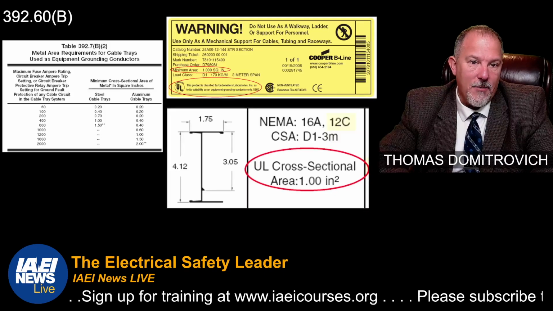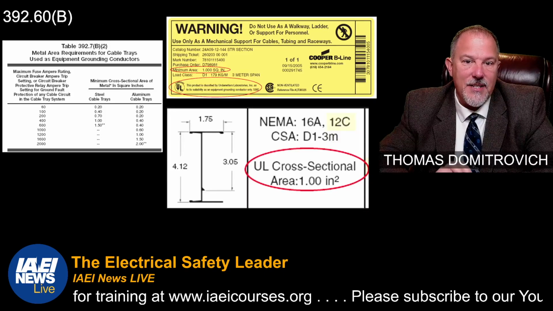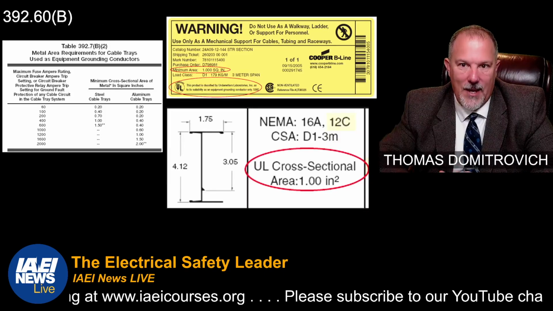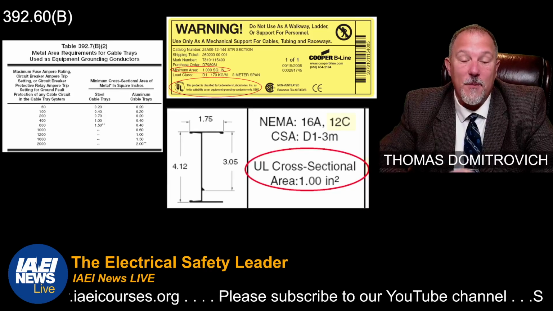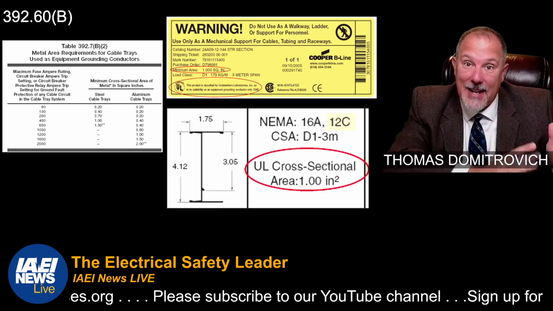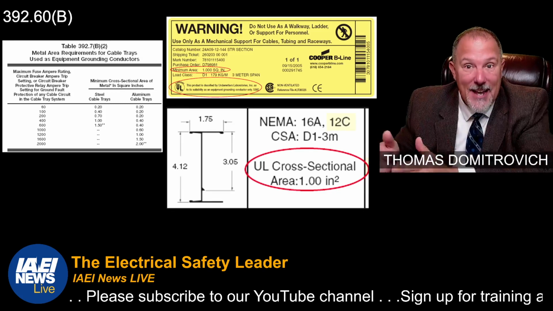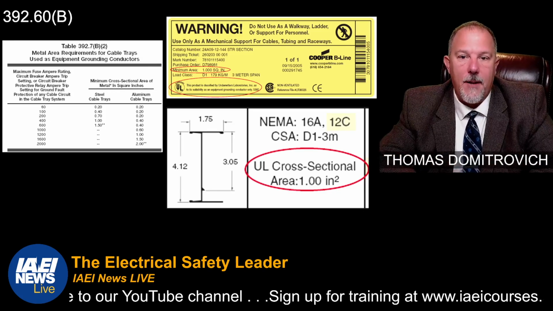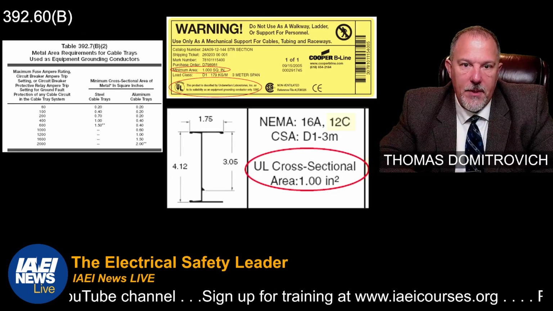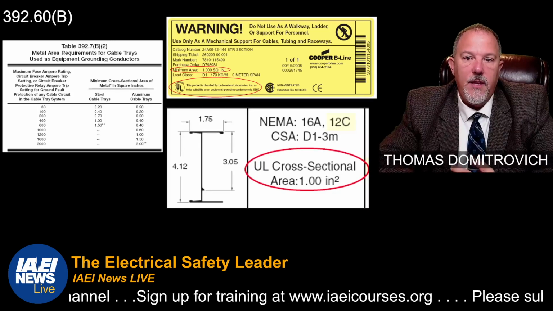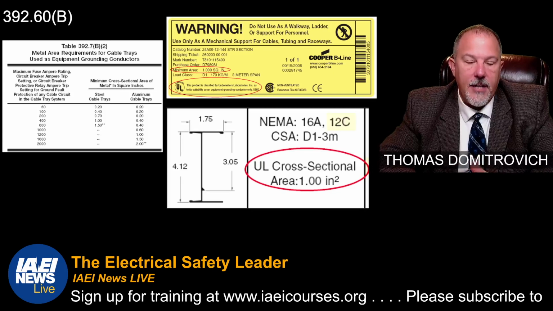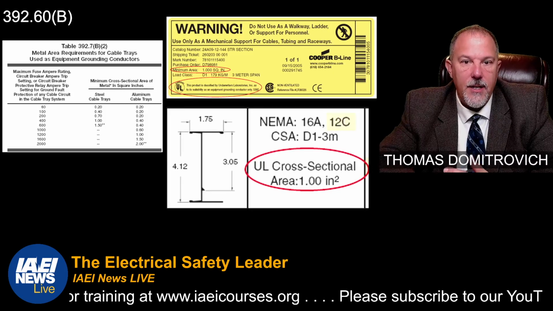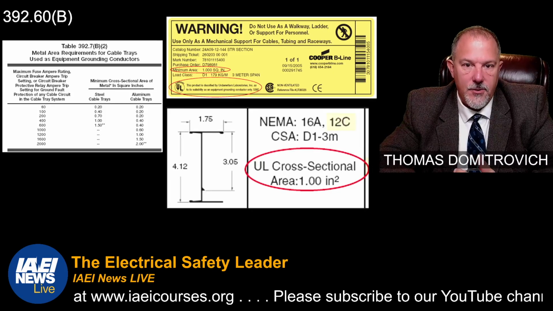Metal area requirements. So this is do not use as a walkway, ladder, or support for personnel. So it may look like a ladder. They may call it a ladder tray, but do not use it as a ladder and don't walk on top of them. That would be ungood. They'll give you the information you need to calculate your cross-sectional areas and use for the use.